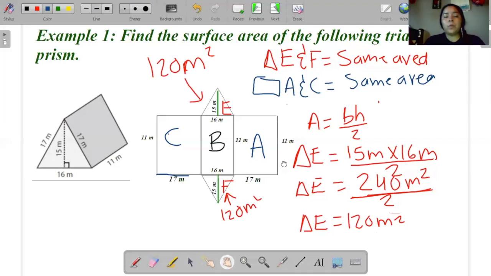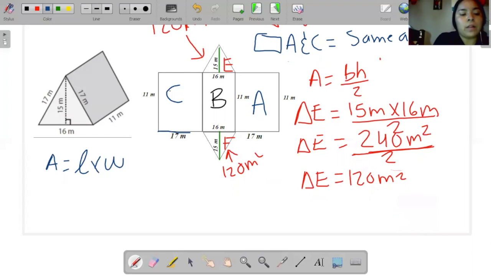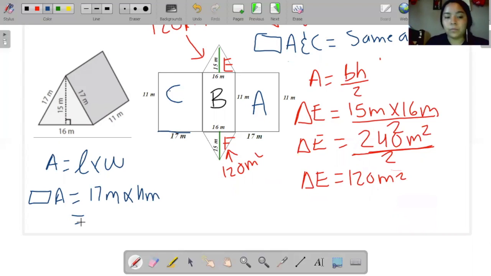So we know that rectangle A and C will have the same area. So let's find the area of rectangle A. To find the area of a rectangle, we know that A is equal to length times width. So the area of rectangle A will be 17 meters times 11 meters. So this is equal to 17 times 11, that's 187 meters square.